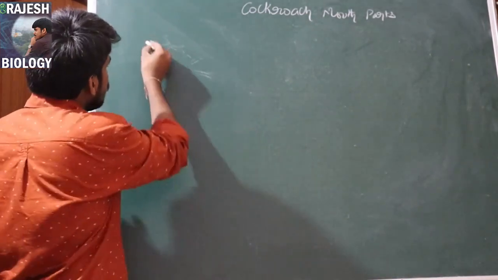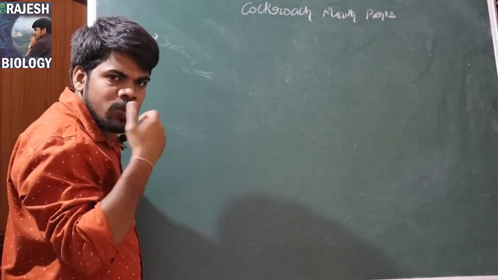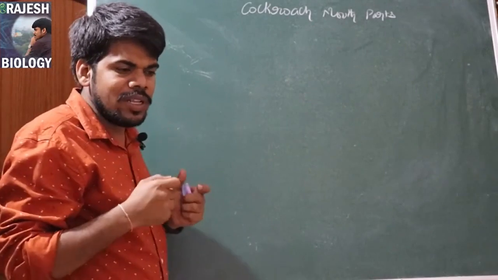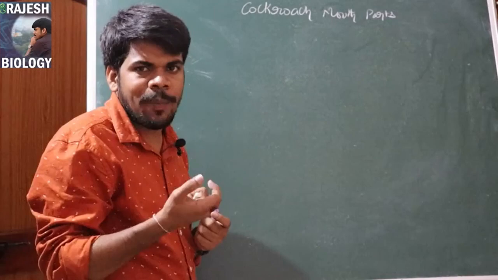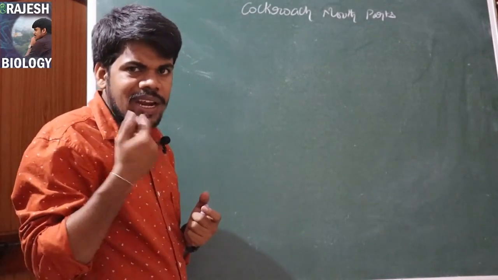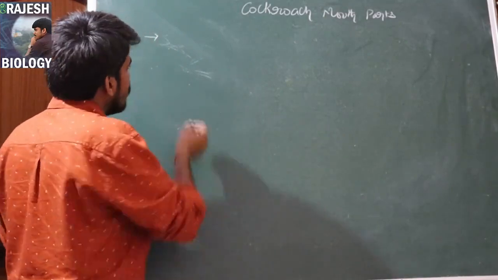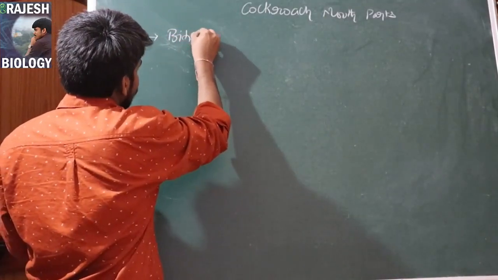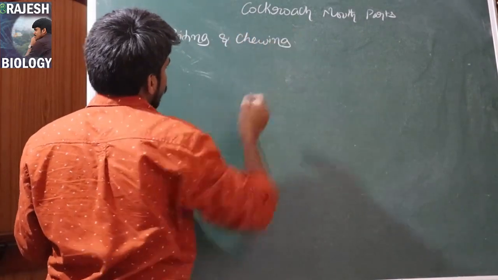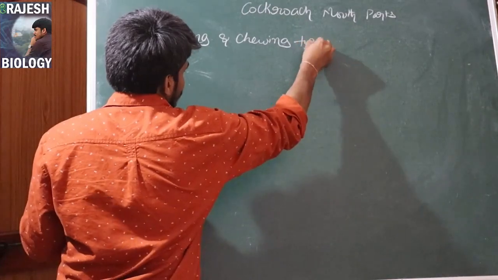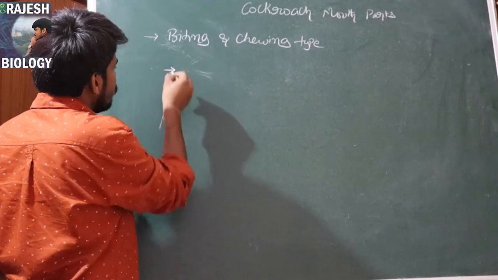Okay. So cockroach mouth parts are biting and chewing type. Biting means what? We also bite. That means incision. If we want to eat an apple, we first incise it and later we chew it. So biting and chewing type of mouth parts are present. Biting and chewing type. And the mouth parts contain what?